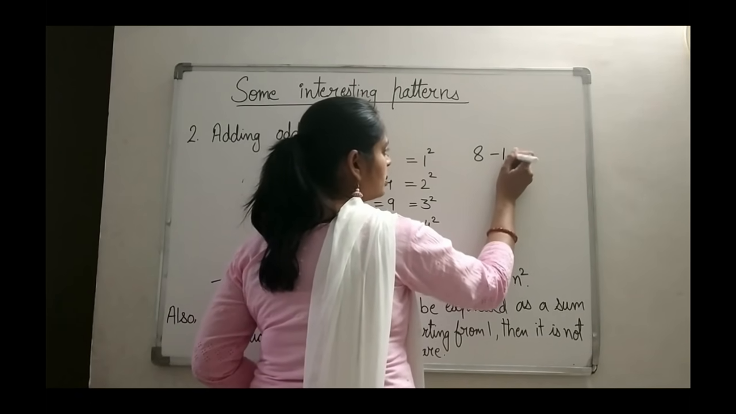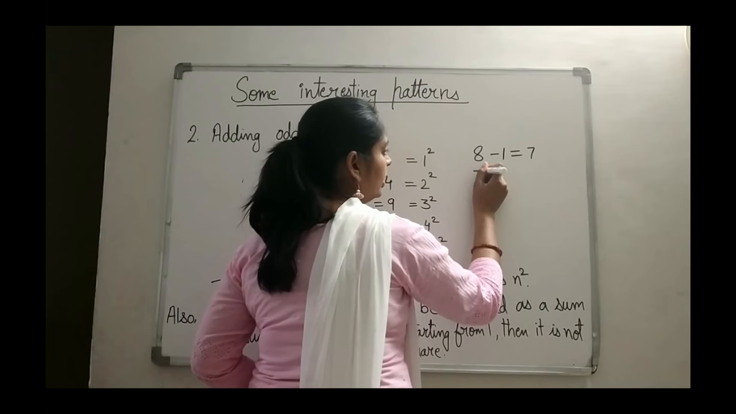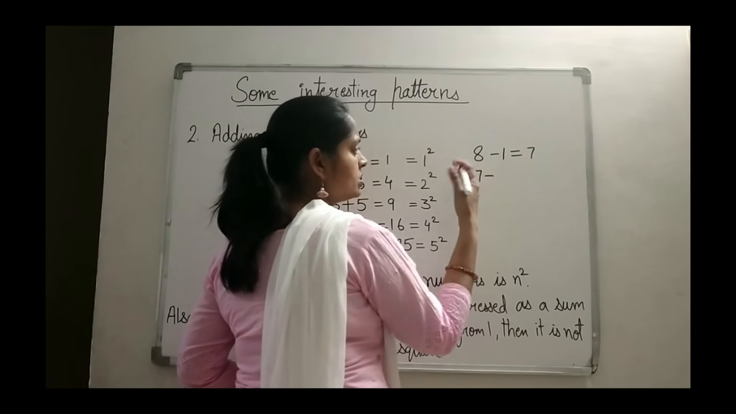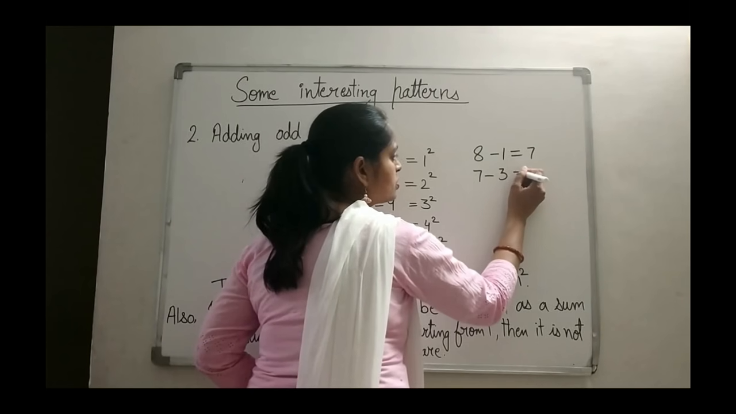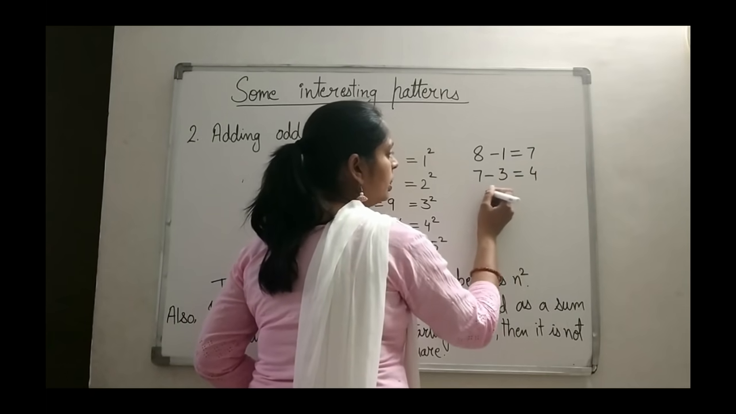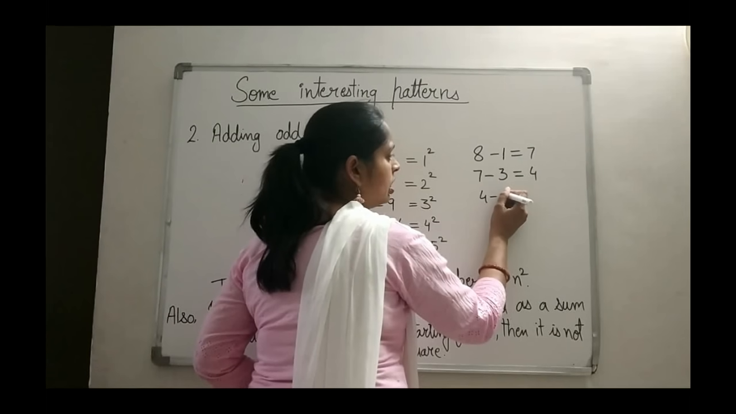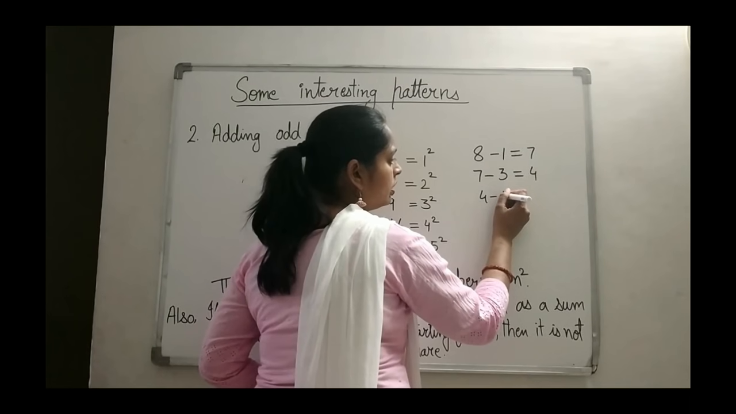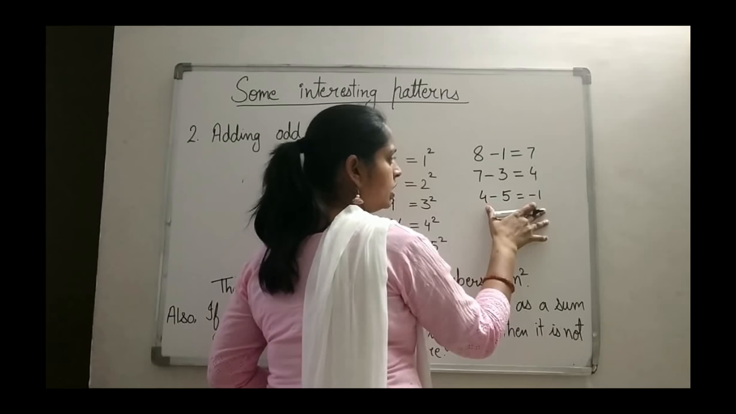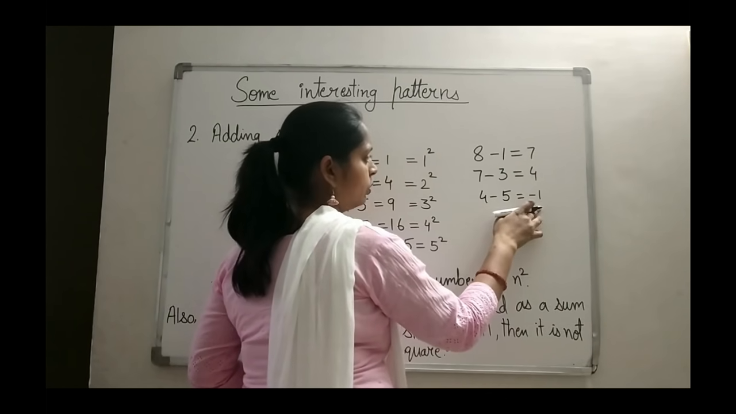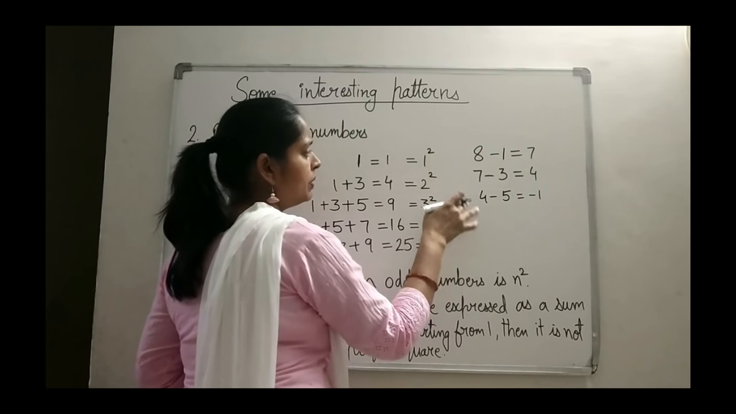8 minus 1 is how much? 7. Then again 7 minus... After 1, what is the consecutive odd number? After 1 comes 3. So 7 minus 3 is how much? 4. Again 4 minus how much? After 3 what will come? 5. So it is minus 1. So we are not getting 0. If the answer ends at 0, then it will be a perfect square number.